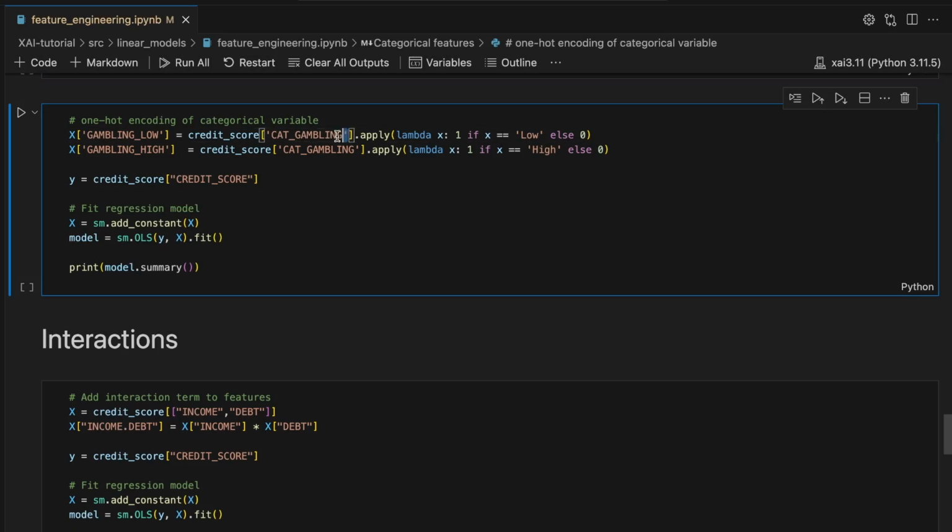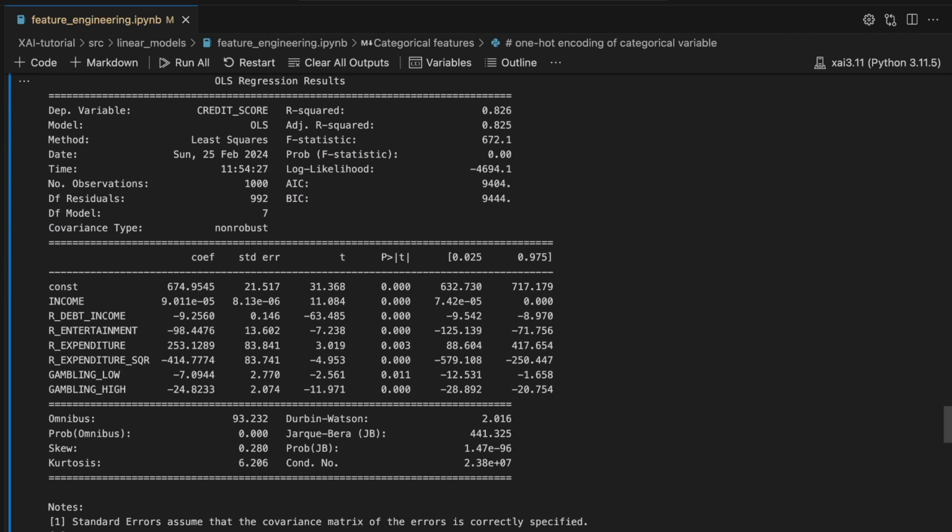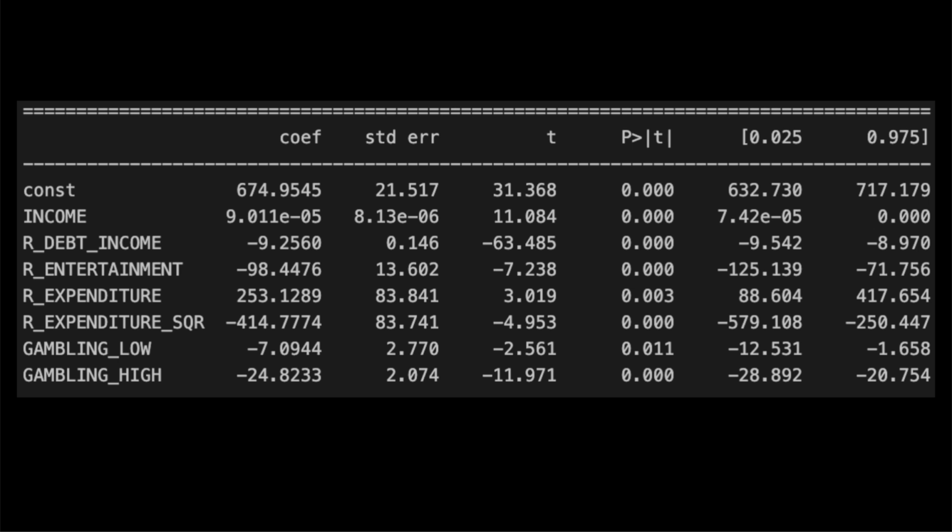Thankfully, this feature has a natural grouping of those who gamble a lot, those who gamble a little, and those who don't gamble at all. The cap gambling feature has these exact groupings: none, low, and high. Before we can use these in a regression model, we must create two dummy features using one-hot encodings. We include these one-hot encodings of the low and high groups in our model, and you can see the model summary just as before. We can see that the model coefficients align with our expectations.